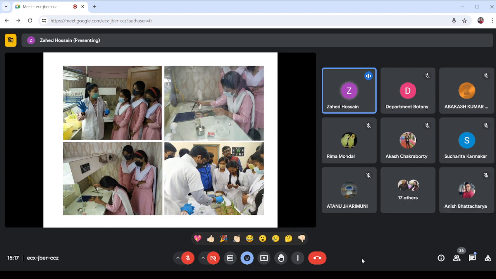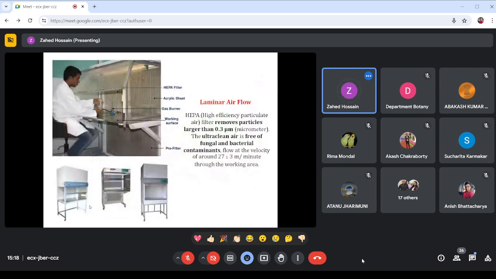So this cabinet is known as the laminar airflow or the laminar hood. On the third panel you can find, this particular cabinet is also being used in microbiology and juvenile pathology. This cabinet is used to provide ultra clean air, so the aseptic condition is basically maintained under this hood. It has a specific HEPA filter.